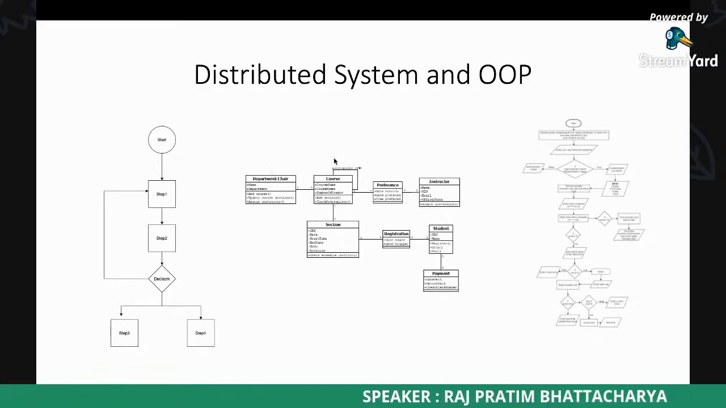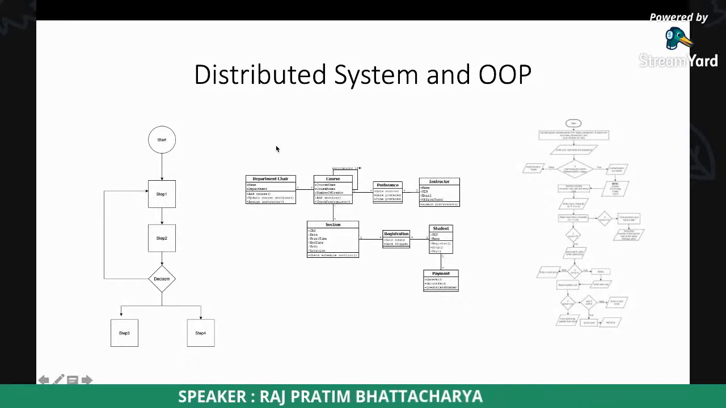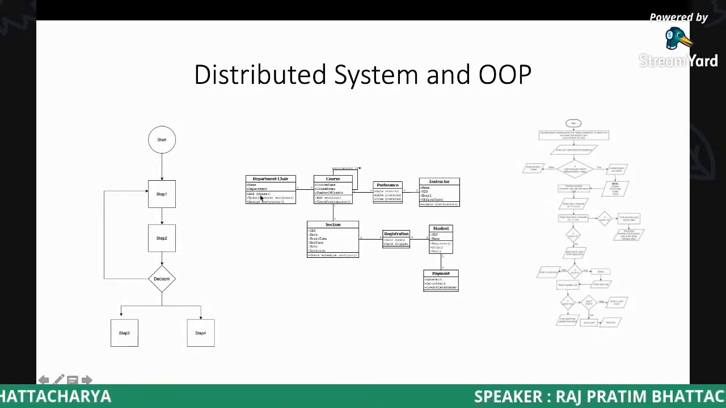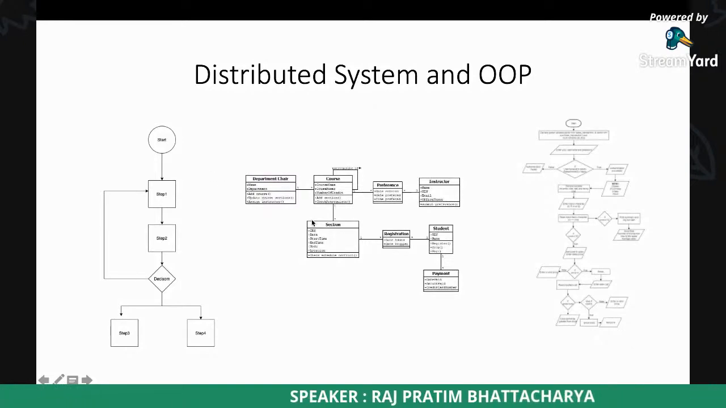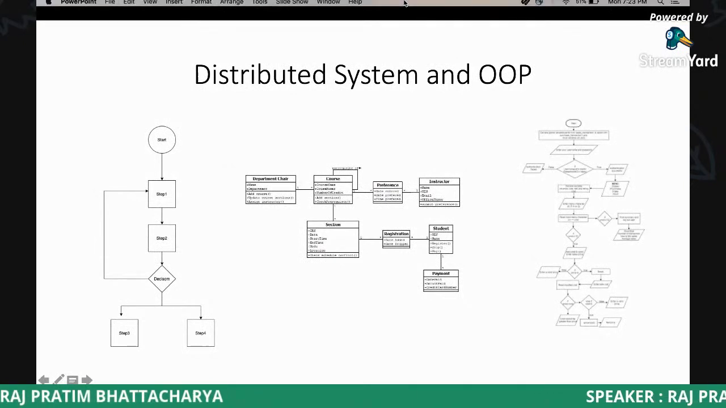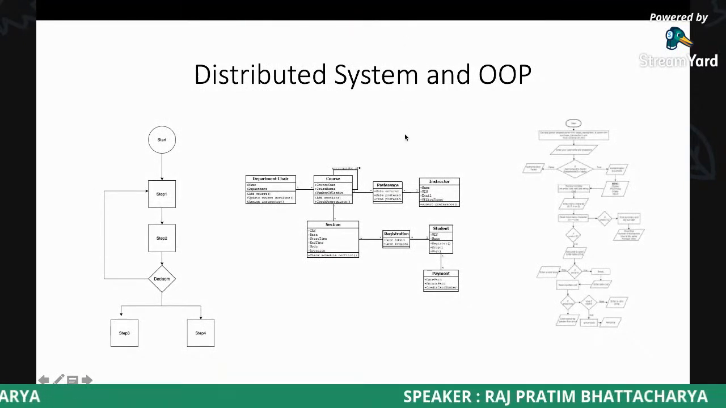The better you can design a system in object oriented programming, the more easily that system can be transformed into scalable distributed system code. So this is one of the importance of object oriented versus procedural.